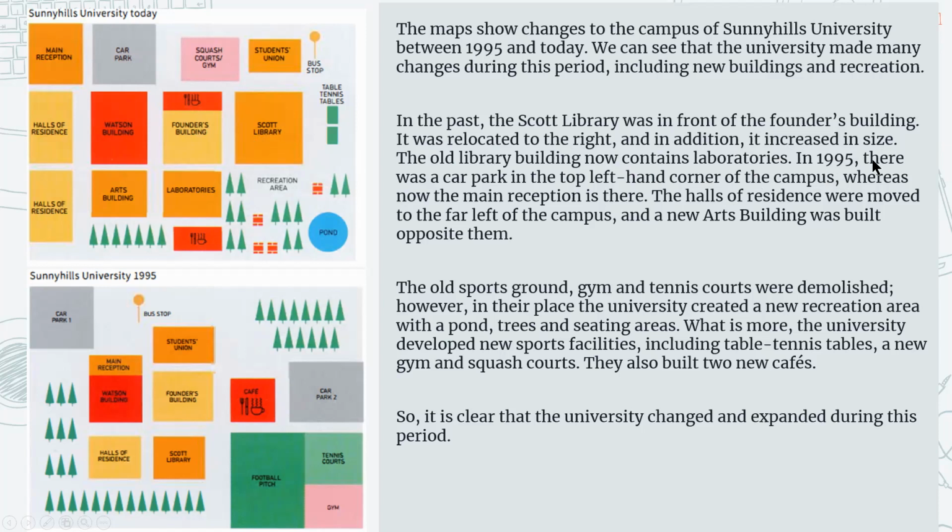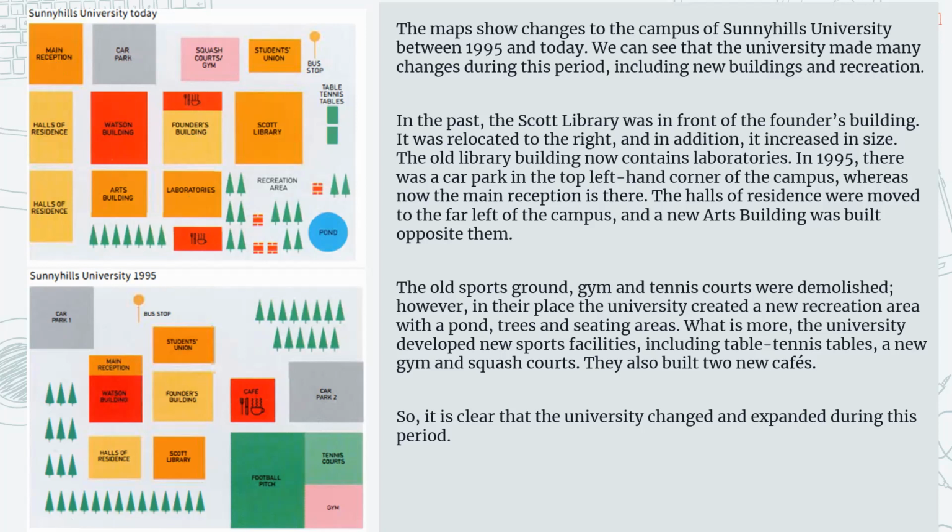In 1995, there was a car park in the top left-hand corner of the campus, whereas now the main reception is there. So there was a car park, okay, in the top left-hand corner of the campus. Now it's replaced with the main reception, which is in place of the old car park.